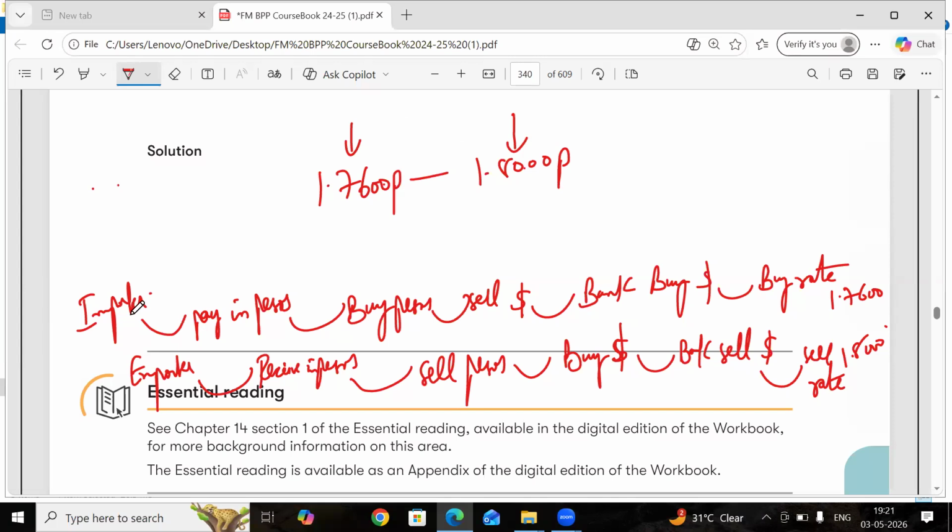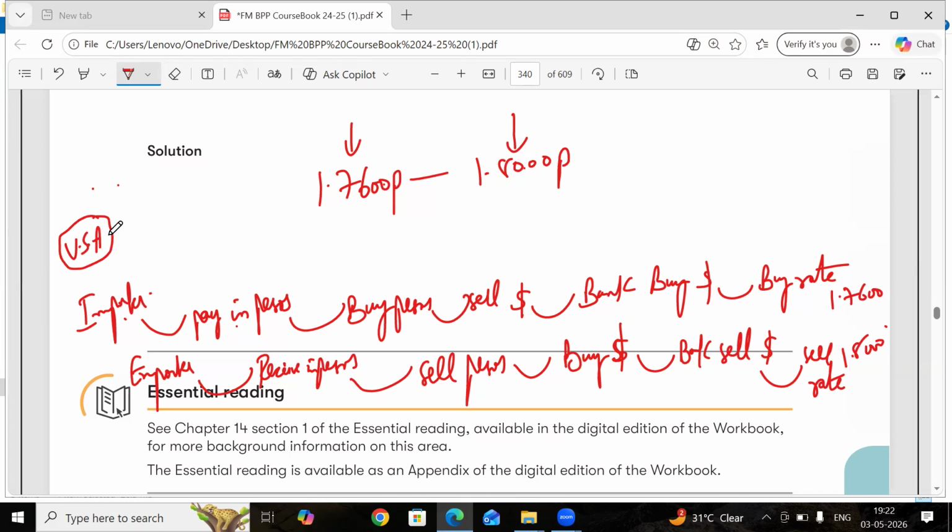So let's say you are an importer. An importer is the one who purchases goods from other countries and has to make the payment to other country suppliers in their currency. That means you require pesos. So the importer pays in pesos. If they want to pay in pesos and your home country is US, you have to buy pesos.